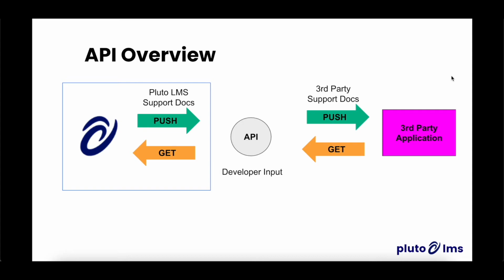So just to give you a bit of a visual overview of an API. On the left, we've got Pluto LMS. Effectively, you've got push APIs and you've got get APIs. Push APIs are APIs that send information to your middleman over here, and then your get APIs are where you pull information. The same would be for the third party. So the API is effectively the middleman between the two systems. Pluto LMS will have its own API, and we'll go through that in a bit. And then the third party will also have an API. And the middleman is where you will connect the two with these push and get actions.